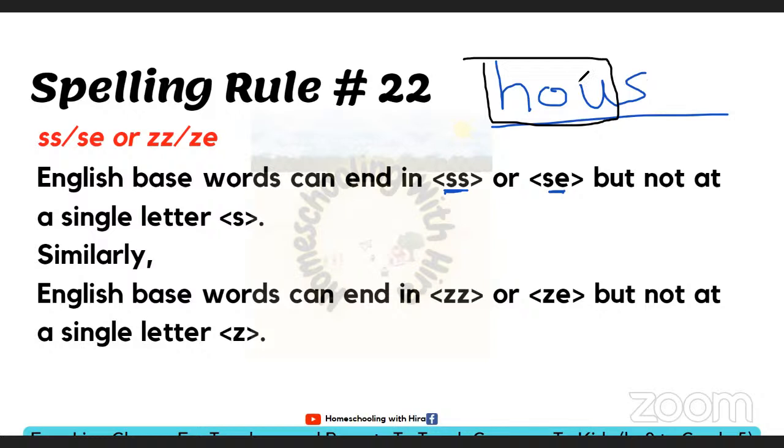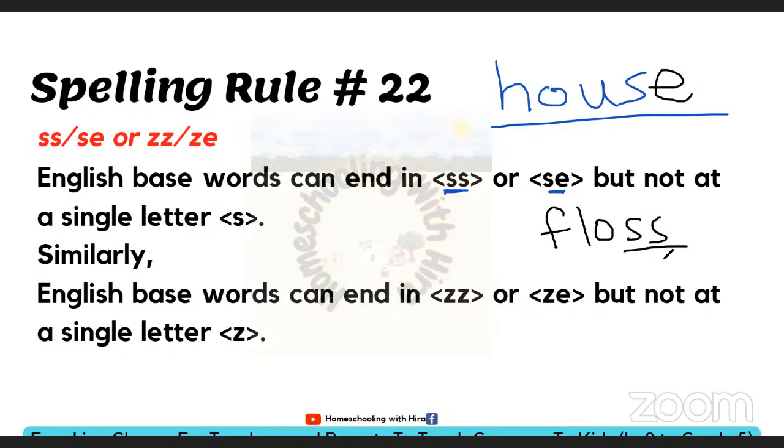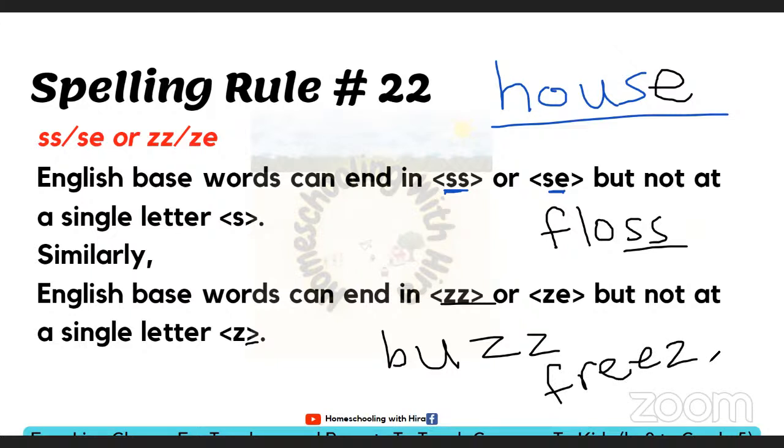Okay? So if your base word is ending at sound, either add a silent final E, or if it's following the floss rule, either double S or SE. Similarly, either double Z or ZE. For example, if the word is buzz, it will be double Z. Or any word that ends in ZE, freeze. We cannot double the S, but we cannot leave the S like this, Z like this. So we need to end it with ZE.